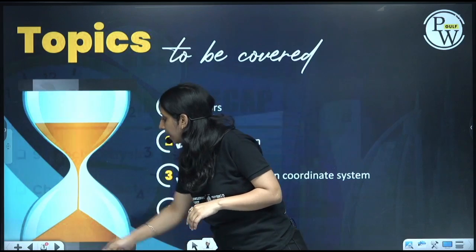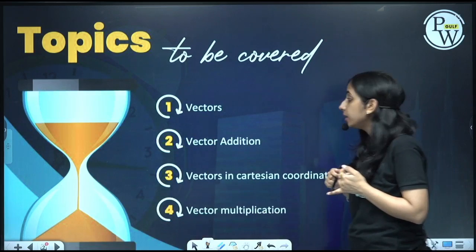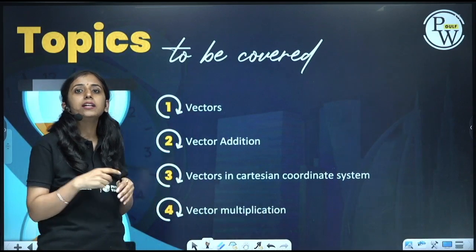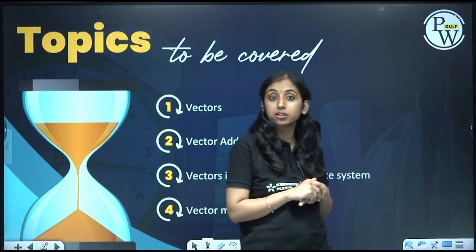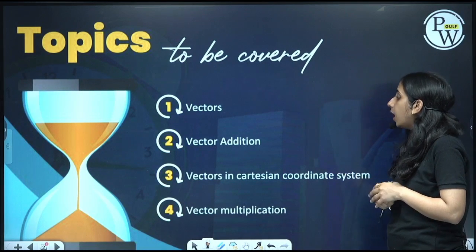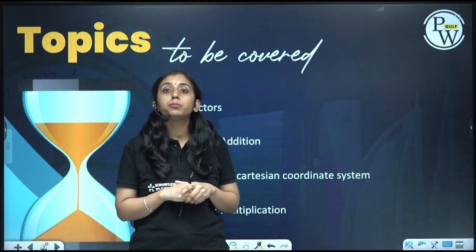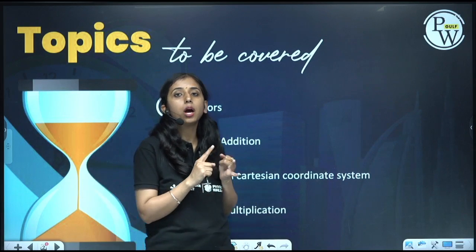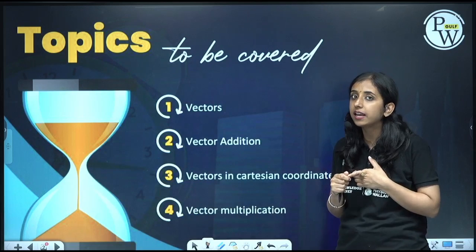So in today's class, we'll be covering what are vectors and how vectors are represented. Then we'll be going to vector addition. We know that there are laws of vector addition. Vectors do not follow scalar algebra, they follow vector algebra. Then we'll be going into how we represent vectors in the Cartesian coordinate system, and then we'll be doing all the properties: how to add, how to find magnitude, how to find unit vector in Cartesian coordinates, direction cosines, everything.